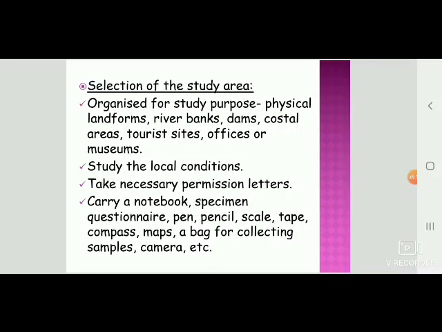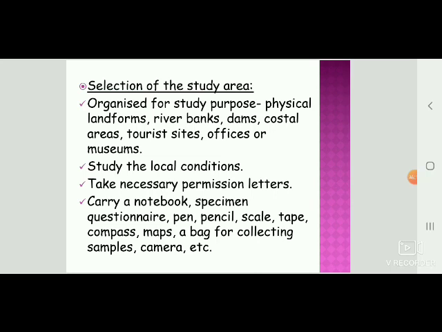Going to the next point, we have selection of the study area. Geographical field visit is organized for a study of various elements. Example, physical landforms, river banks, dams, coastal areas, tourism sites, offices or museums related to geographical elements, villages, forest areas, etc. Elements should be selected after studying the local condition and necessary permission letters have to be obtained.